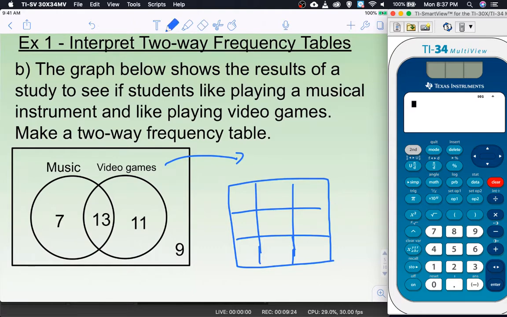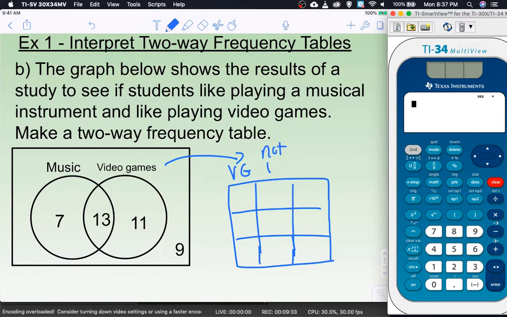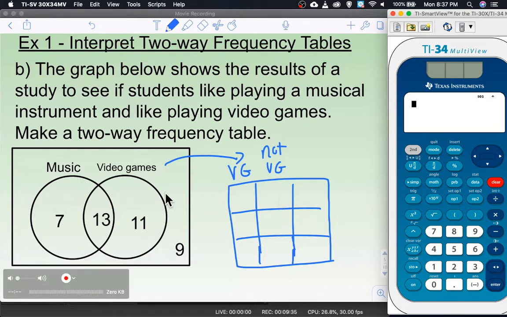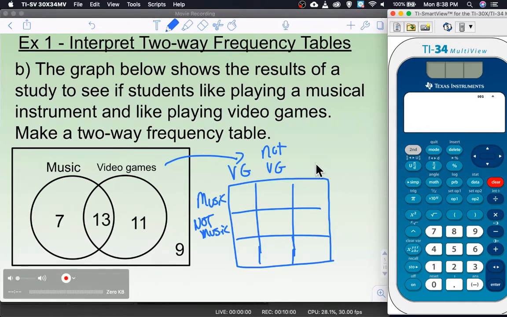So I'm going to have people who like video games, so VG, video games, and people who do not like video games. Because there are going to be people here who don't like video games. These 7 people don't like to play video games. I need to have some place for those people. On the other side, I'm going to do the same thing but with music. So I'm going to have my music people and my not music people. And then what goes in this last spot? Well, that is the space for our total.